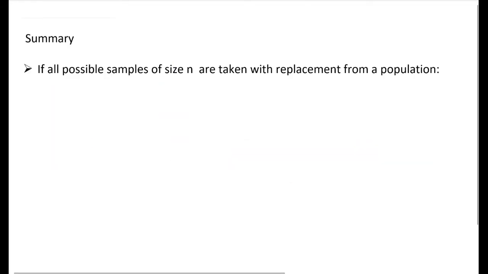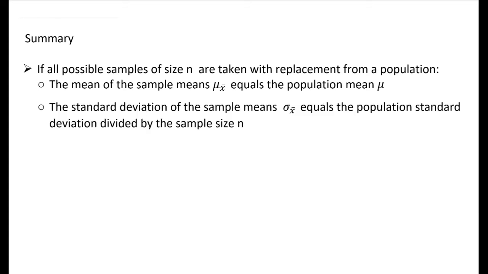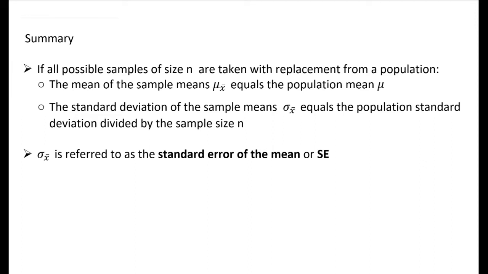So in summary, if all possible samples of size n are taken with replacement from a population, the mean of the sample means, mu x bar, equals mu. The standard deviation, sigma x bar, equals the population standard deviation divided by the square root of the sample size n. Now there's a special name for sigma x bar. It is known as the standard error of the mean, shortened as SE for standard error. So if you hear me refer to this as the standard error, that's what I mean. The standard error is just the standard deviation of the sample means in this example.